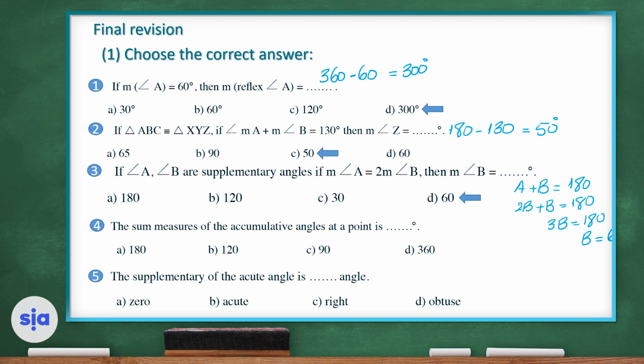Question 4: the sum of the measures of the angles around a point is, excellent, 360 degrees. In question 5, the supplementary of the acute angle is always an obtuse angle.